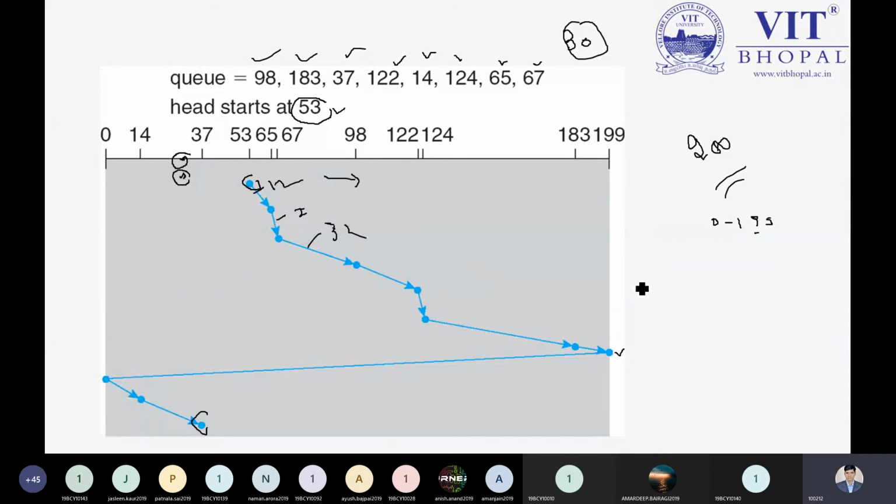Okay. So now what is the total head movement? Calculate it. Just count, find the total head movement. Ayush Das. Ayush, could you tell me the total head movement? Ayush Das. Ayush.